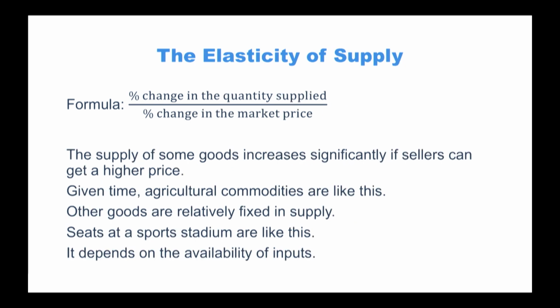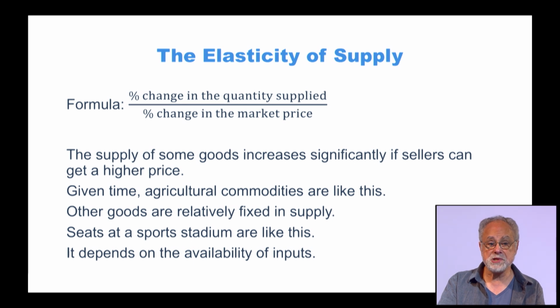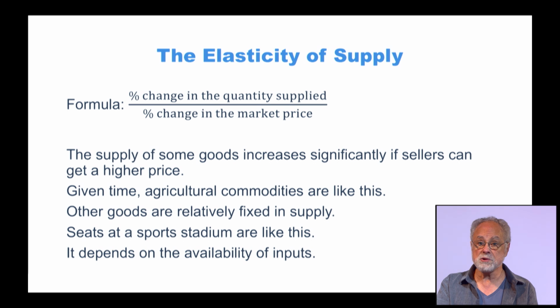Now finally, one more elasticity, the elasticity of supply. In this case, the numerator is now the supply side of the market, the percentage change in the amount supplied to the market. The denominator is the price that sellers will get for this good.